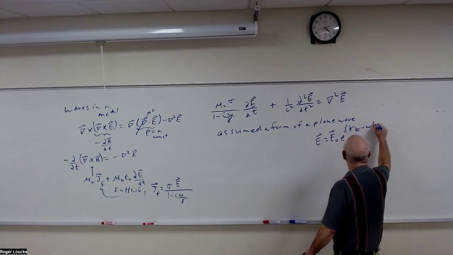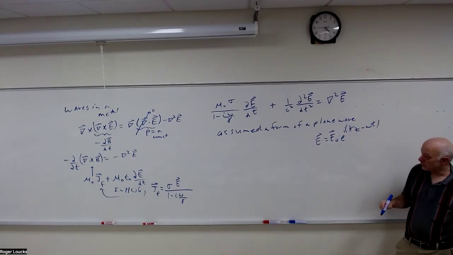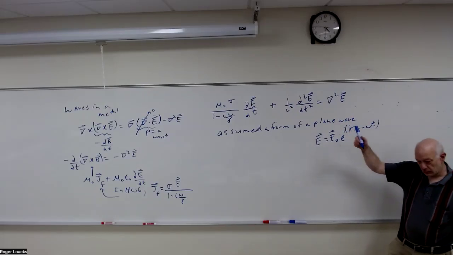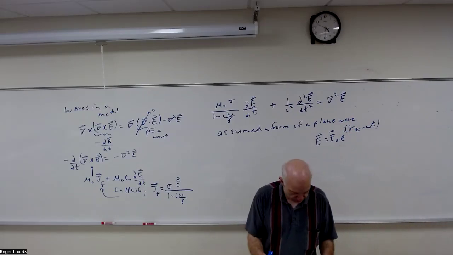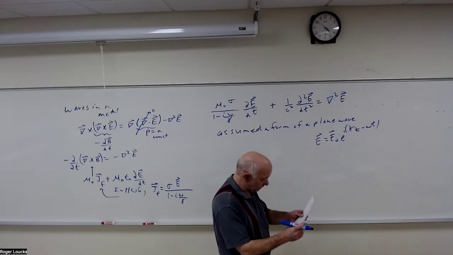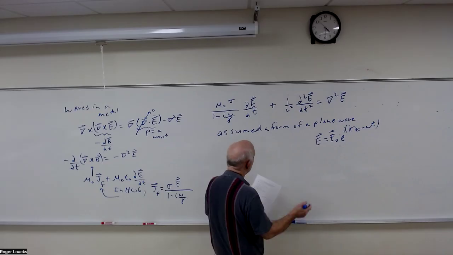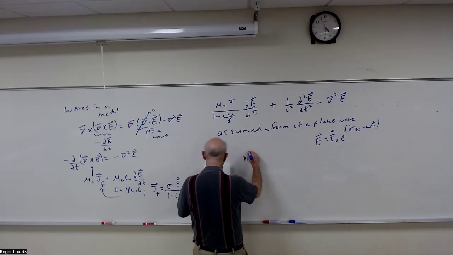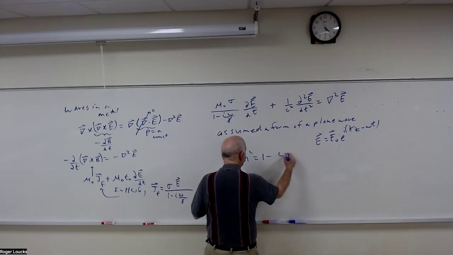E equals E naught, e to the I, kz minus omega t. We put this in here and we beat on it a lot. And what did we end up with? We're just going to jump to this one little expression here. We beat on this and we ended up with n squared equaling 1 minus omega p squared.